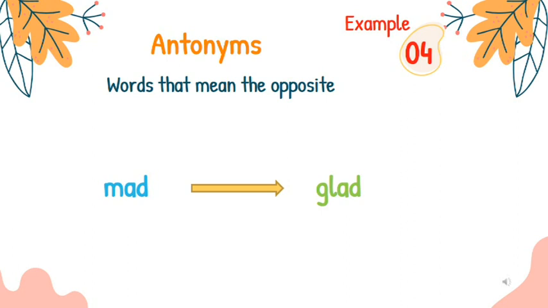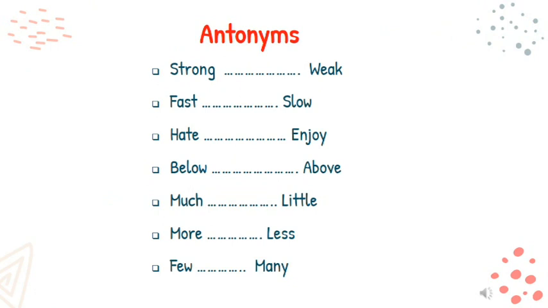Antonyms are words that mean the opposite thing, like mad and glad. They are completely different. They are opposite. These words are antonyms. Mad and glad are antonyms. These are antonyms because they are opposite. Strong, weak. Fast, slow. Hate, enjoy. Below, above. Much, little. More, less. Few, many.